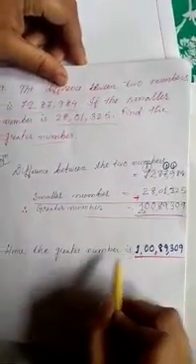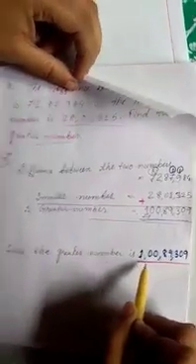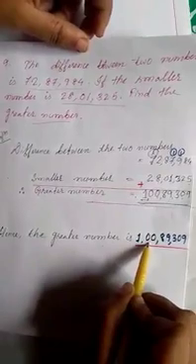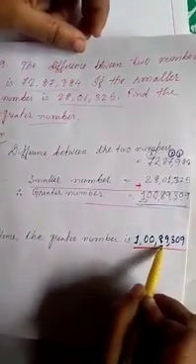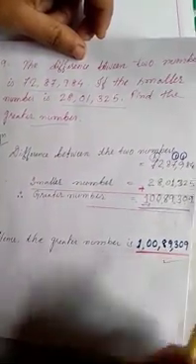So how much will you get? The greater number is 1 crore, then the next place is 0, so 1 crore 89,309. This is the greater number.